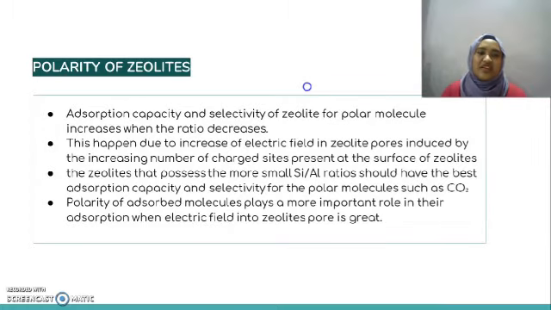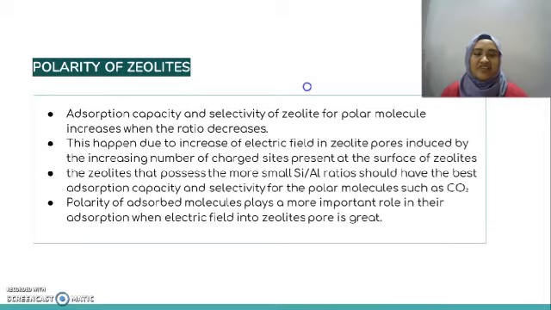Also, the change in the aluminum content in the zeolite affects the polarity of the zeolite. The polarity of the zeolite or synthetic zeolite can be controlled as it depends on the zeolite aluminum content. The adsorption capacity and selectivity of zeolite for polar molecules increase when the silica to aluminum ratio decreases. This is due to the increase of electric field in zeolite pores or zeolite cavities, induced by the increasing number of charged sites present at the surface of the zeolite.